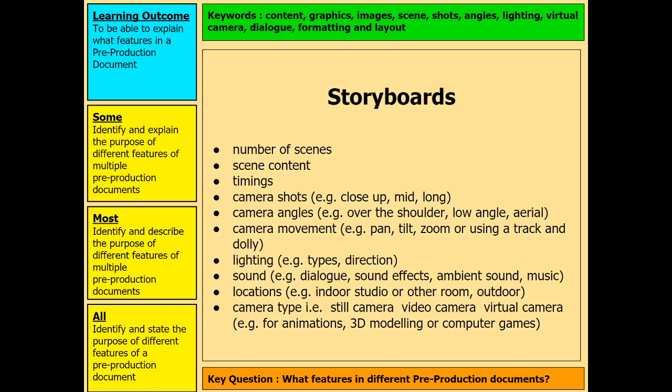And then finally, thinking about camera types that you could be using. Still camera, like the camera you've got on your phone if you're taking a picture. Video camera or virtual camera. Virtual cameras are used for animations. If they're creating Family Guy, they're using a virtual camera. When you're playing a video game, if you're playing FIFA, you're watching the game through a virtual camera. If you're doing any 3D modeling, you're using a virtual camera because it's not physically there, but the representation of it is there on your computer.